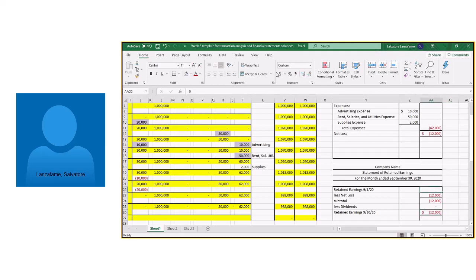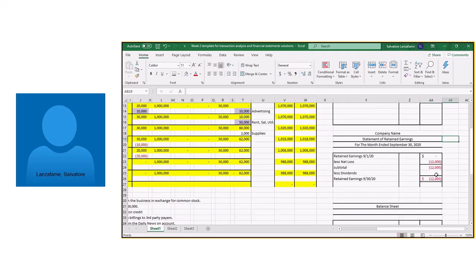I don't know if it'll let me do a dollar sign. It did. Okay. So we didn't have any retained earnings to begin with. Now, next month when we go to do October's retained earnings statement, this 12,000 that you see here is what's going to start the next retained earnings statement. So we'll start with a deficit of 12, and hopefully we will have improved.